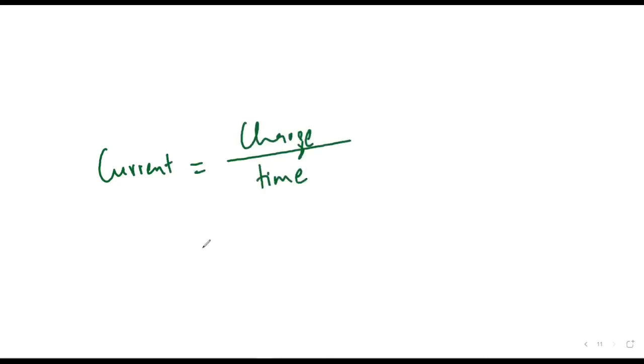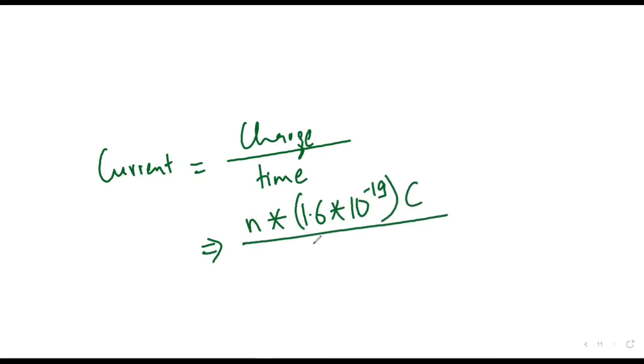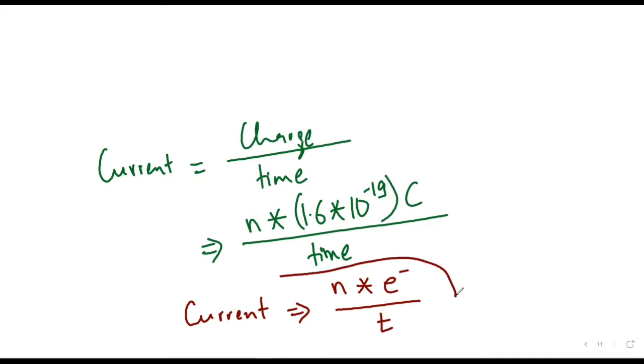So basically, my current is charge upon time. My charge is always n into the charge of 1 electron, 1.6 into 10 raised to the power minus 19 coulomb, by time. And therefore the formula that you will see is current is equal to n into the charge carried by 1 electron upon time. Any doubt? No doubt.